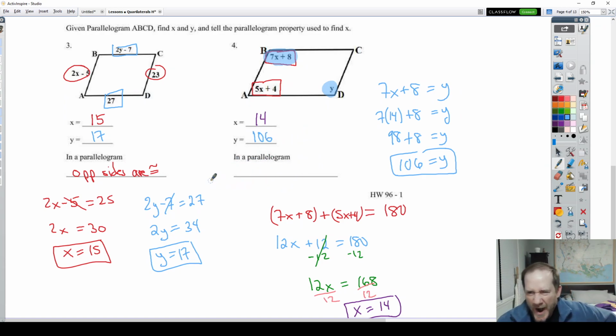So what do we do here? We used the property that says adjacent angles are supplementary. So there's my abbreviation: adjacent angles are supplementary. But we also use the rule about how opposite angles are congruent. Kind of use both. Alright, so that's 1, 2, 3, 4.